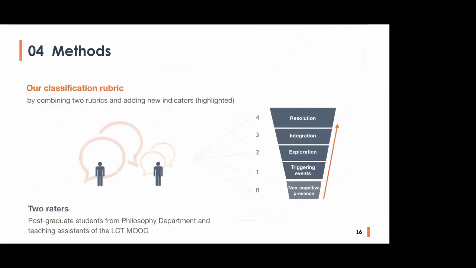Our 2 raters are postgraduate students from the philosophy department and also the teaching assistants of the target MOOC. We selected 200 messages for training them until they achieved over 80% agreement. We then allocated the 1,002 messages for them to categorize into the 5 cognitive levels according to our new rubric mentioned in the previous section.